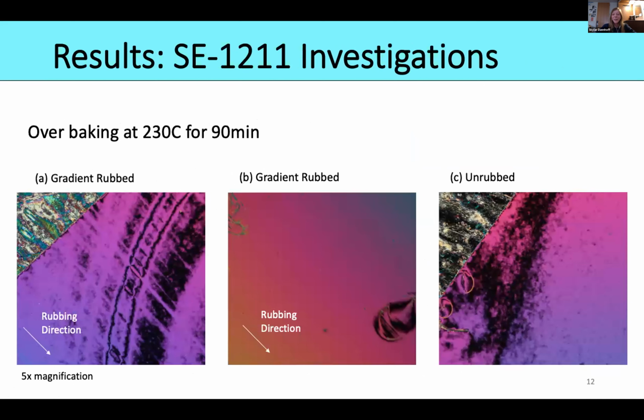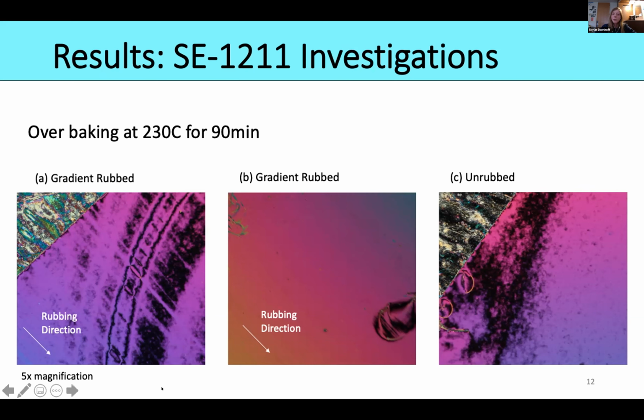Okay, so now I want to take you on a brief journey throughout the semester. It's just fun to look at liquid crystals, so hopefully these will be interesting for you all. I just want to go through some of the interesting inconsistencies we've been encountering with this material.